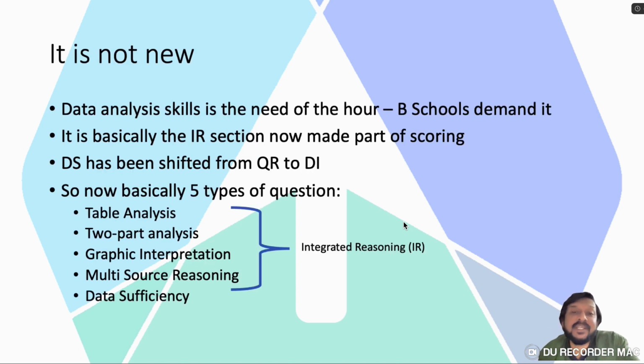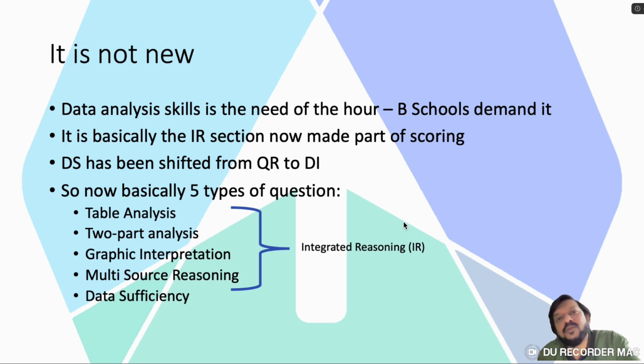The first thing that you need to understand in this section is that it is not something which is new. Anybody who has researched the GMAT Classic Edition will know that there used to be a section called Integrated Reasoning, which was not a part of the maximum score of 800, but it used to be a graded section, always there with some grade out of 8 in the scorecard. Now, over the last 4 or 5 years, most of the business schools have asked for a quantification of data analysis skills by students.